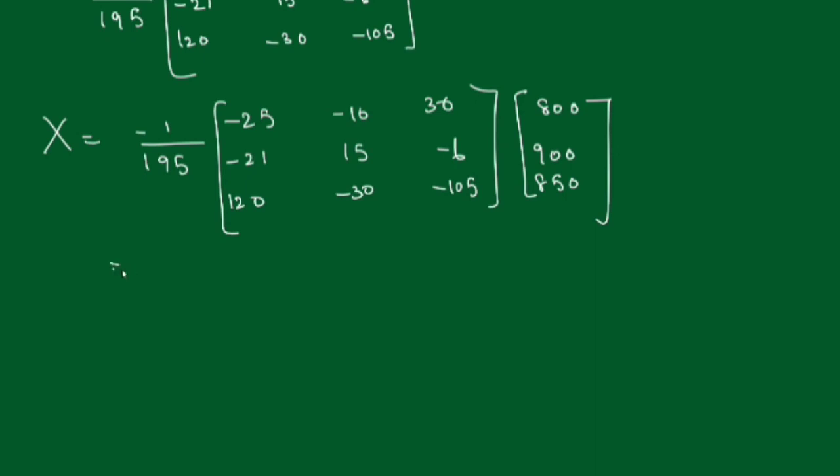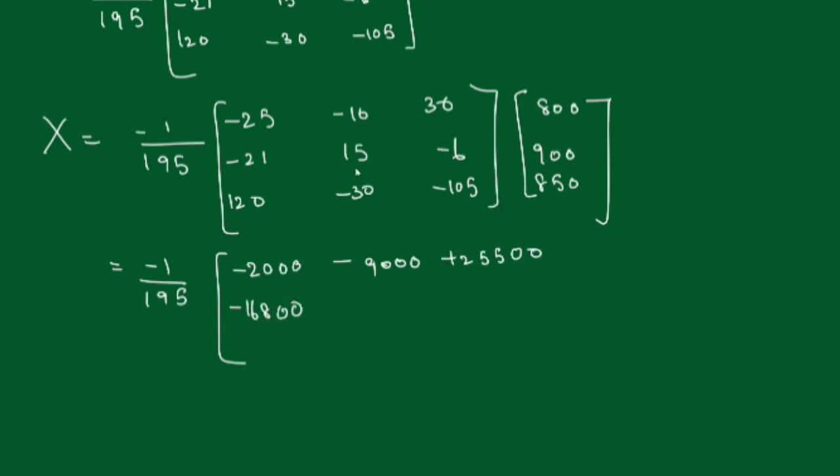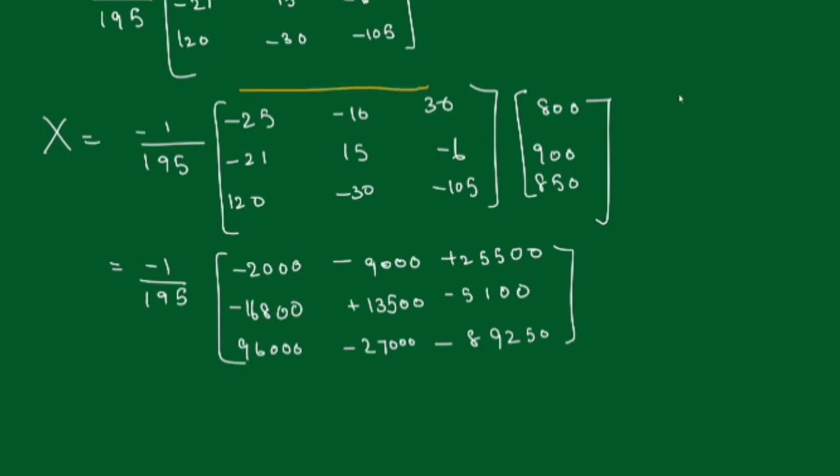So minus 1 by 195. Multiply. Minus 25 into 800, minus 20000. Minus 9000. Then 15 into 9, 135. Minus 6 into this. Like this you have to multiply the first row and first column with the corresponding elements. 10 into 900, 30 into 850.